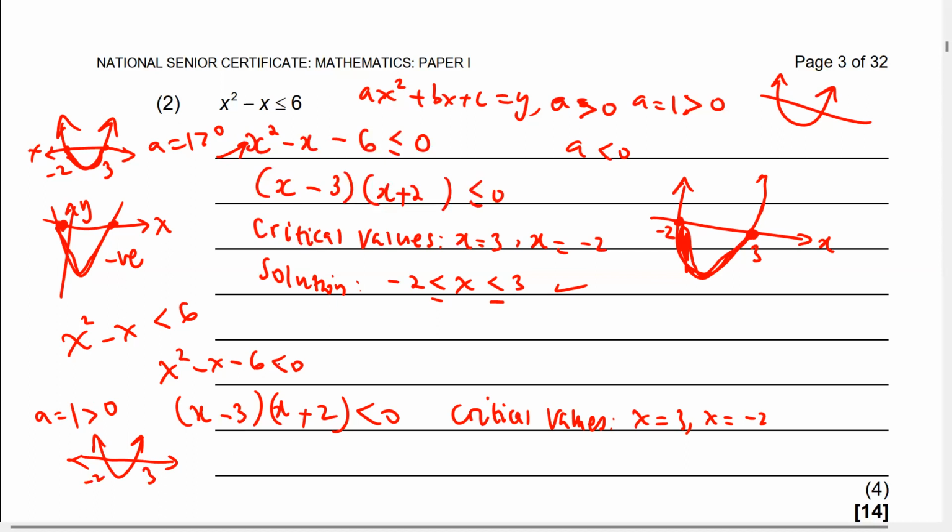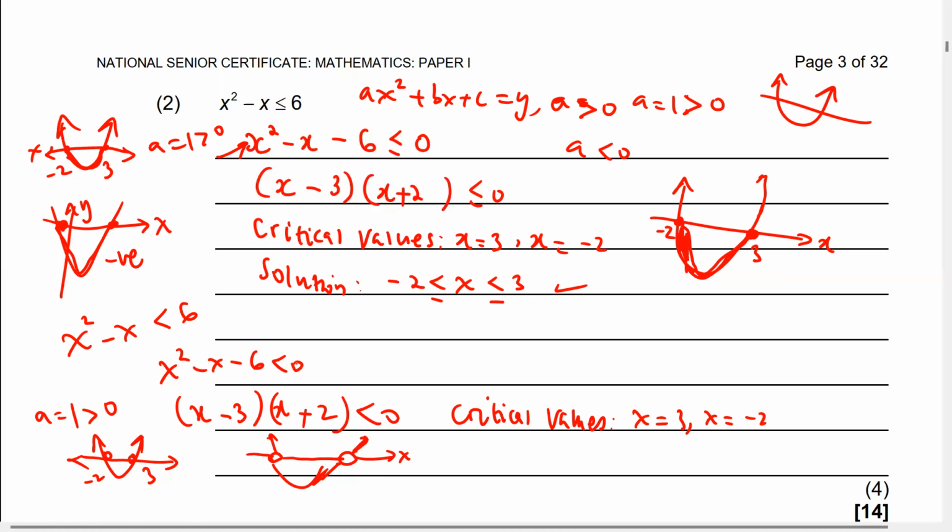Now, because it's less than 0 and strict, you must put open circles there. Ideally, you can draw this x-axis, if you have the time to do something smarter. But you must have open circles. This is the x-axis, and the shape is going to be like that.